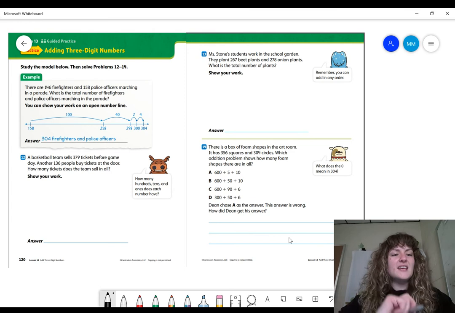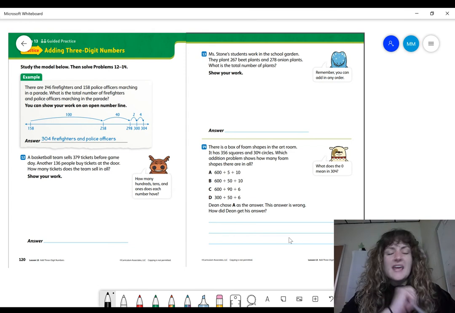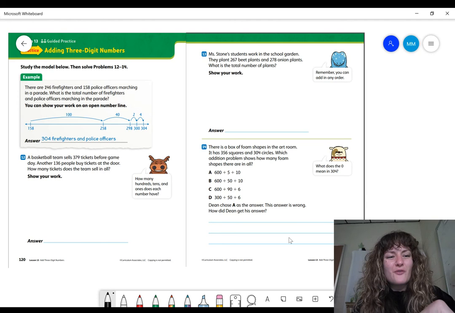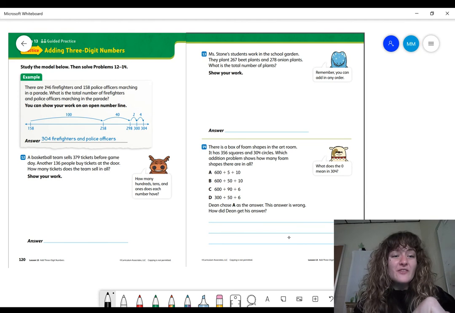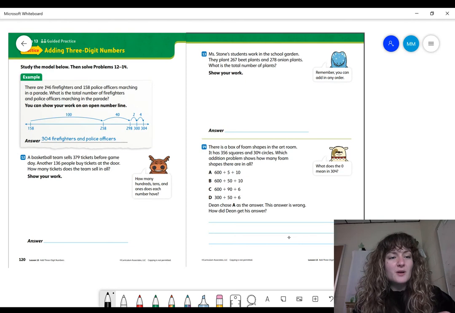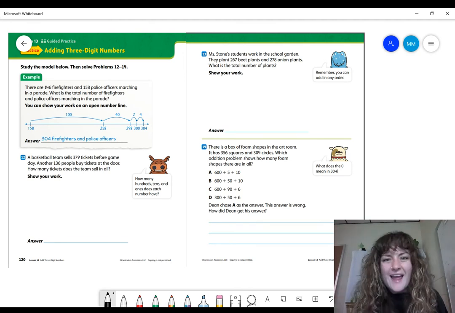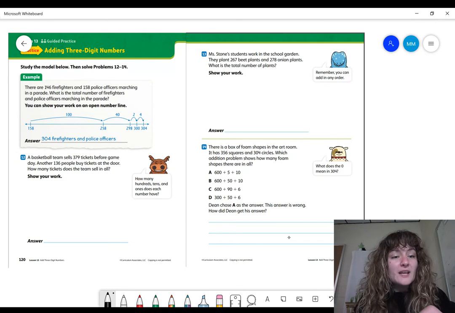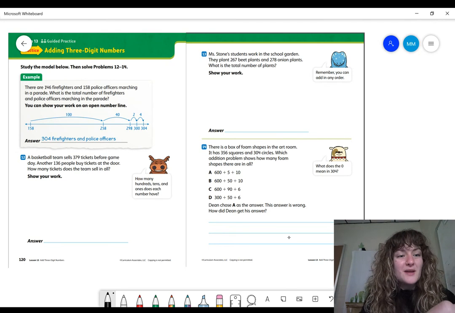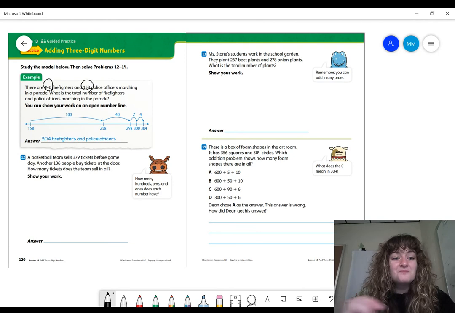All right, here is our example problem. It says there are 146 firefighters and 158 police officers marching in a parade. What is the total number of firefighters and police officers marching in the parade? Because it's already showing us the work, we're just going to look at this number line. It's starting with the biggest part. So our two numbers in our problem were 146 and 158. So we can show our work on an open number line.